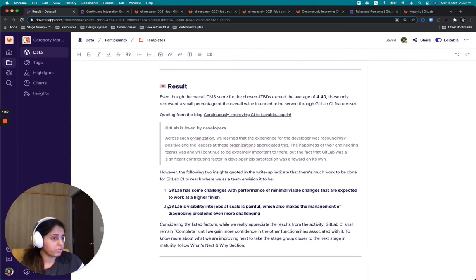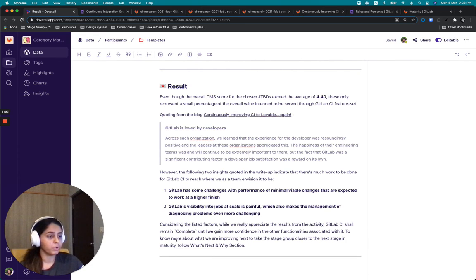So considering these things, we have decided that while we really appreciate the results from the activity and we are very excited about having scored such high scores here, it should be safe to say that GitLab CI is still complete, and we need some work to do before we can move it to the lovable state. All right, so this was just my thought, and I would love for others to chime in as well here.